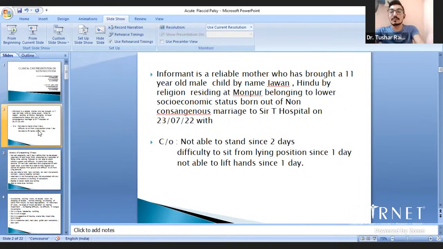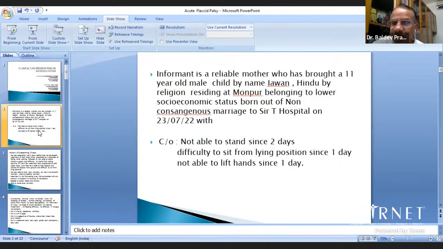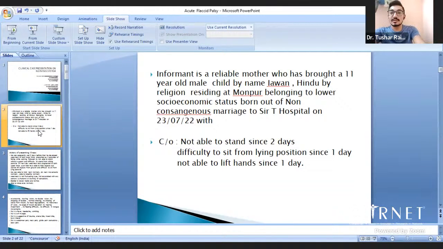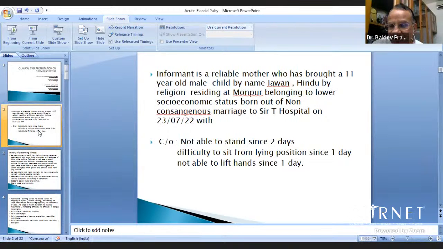What I mean to say, before you go for the analysis, would you like to know further from Dr. Bhargav? Some more points, some more clarification, which will help you to think, please. Yes, sir. I would like to know is it generalized, or is it one side weakness, or is it weakness of all 4 limbs? I think Tushar has not mentioned the weakness.